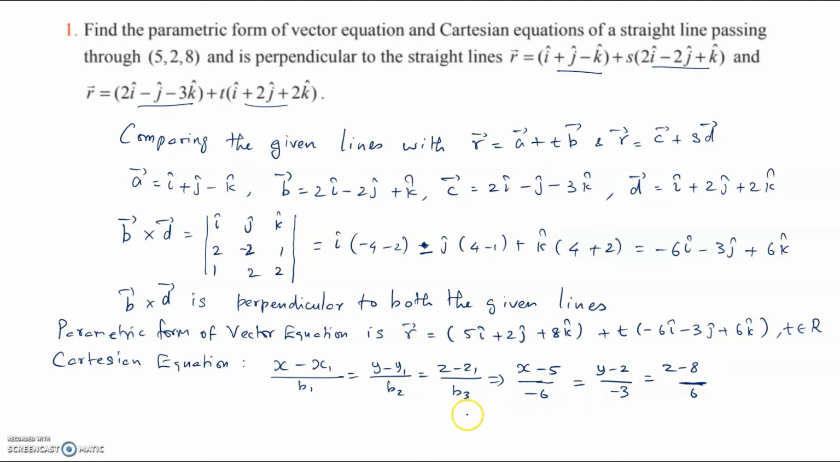We can further simplify this as (x − 5)/2 = (y − 2)/1 = (z − 8)/(−2). It's just dividing each of them by 3, and then you get this Cartesian form of the equation.